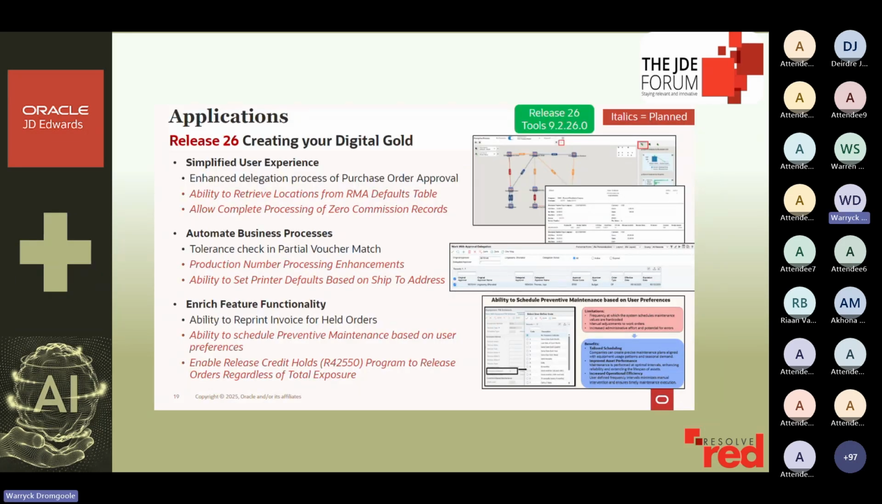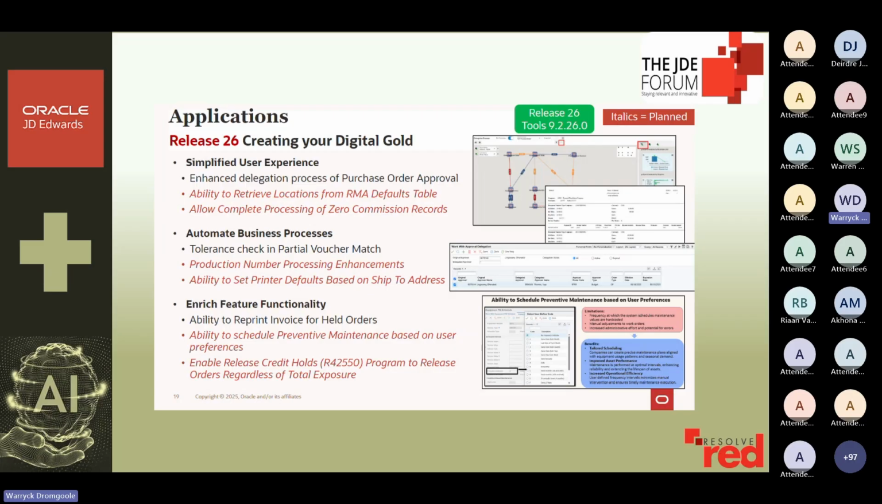On the application front, the enhancements that I've made: you've got the enhanced delegation of your purchase order approval process. You've got the tolerance check in your partial voucher match, which is useful as it enables you to check tolerance based on foreign amounts. And this is enabled by a processing option.